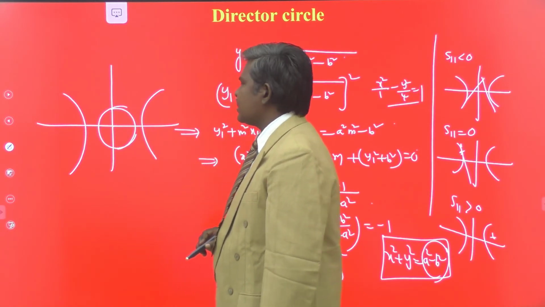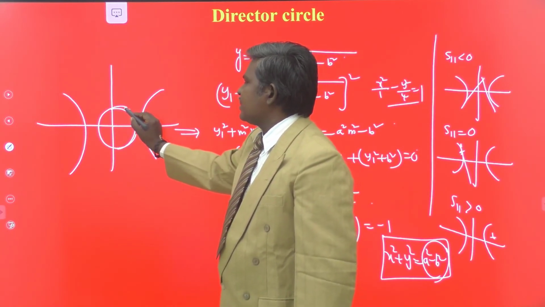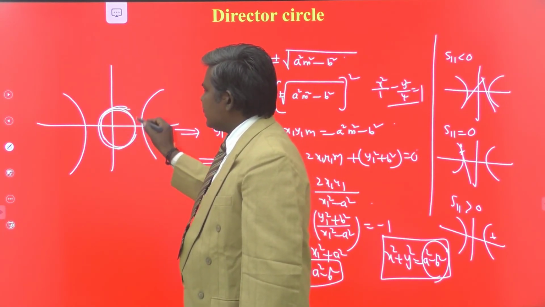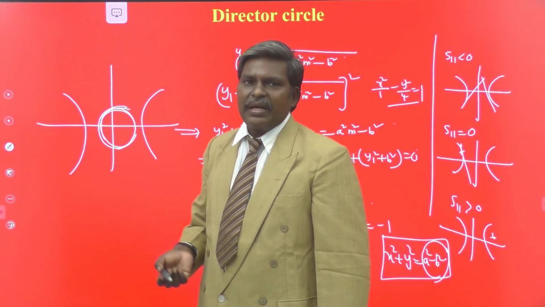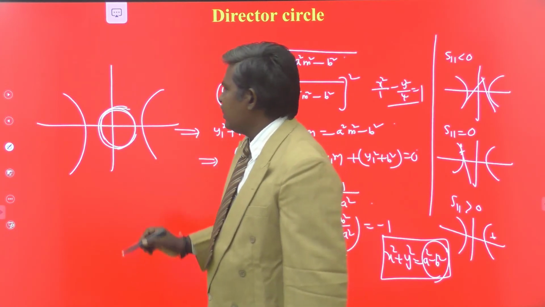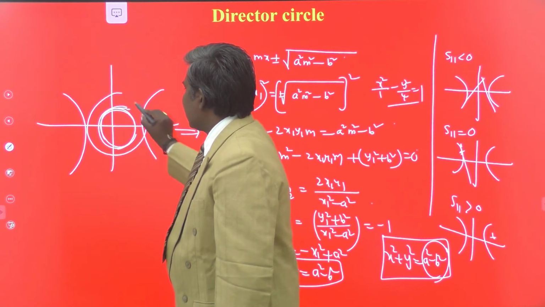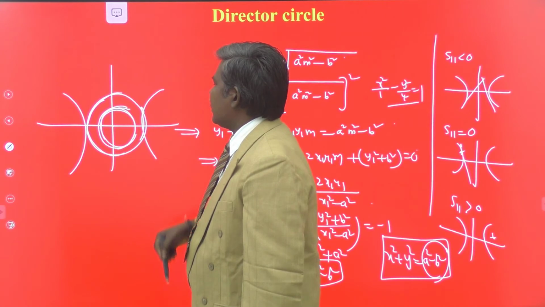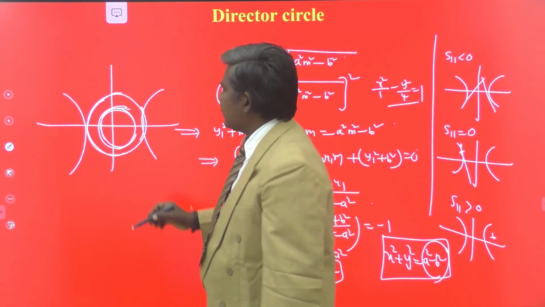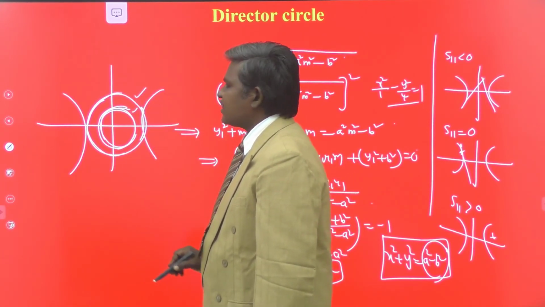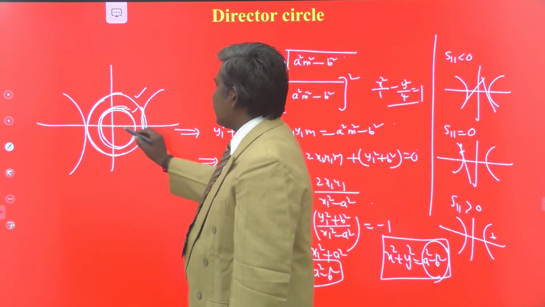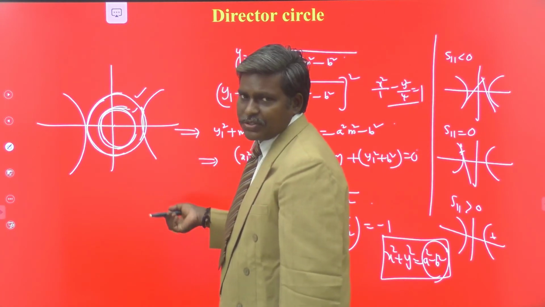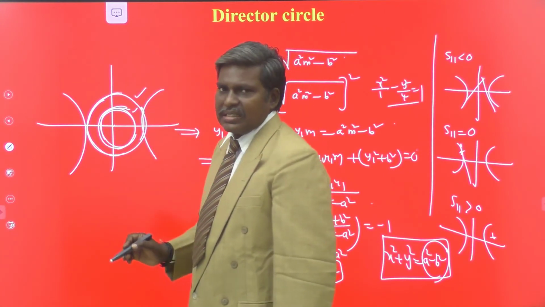Locus of point of intersection of perpendicular tangents is the director circle. So sometimes it exists or it may not exist, depending upon the values of a and b. This is your auxiliary circle. Auxiliary circle means the circle described on the transverse axis as diameter. Both the auxiliary circle and director circle are concentric to the center of the hyperbola, in the same manner as the ellipse.